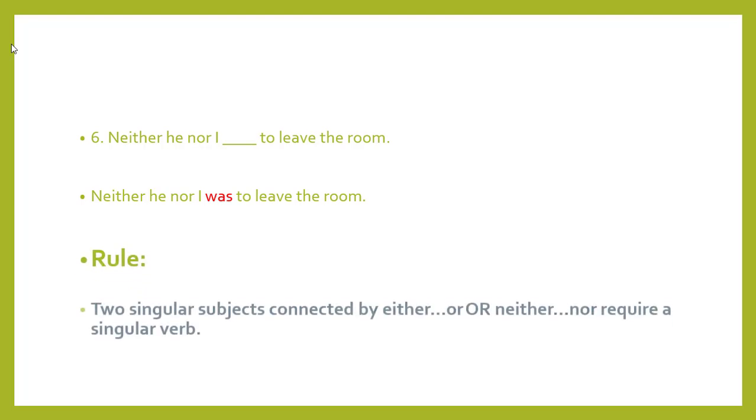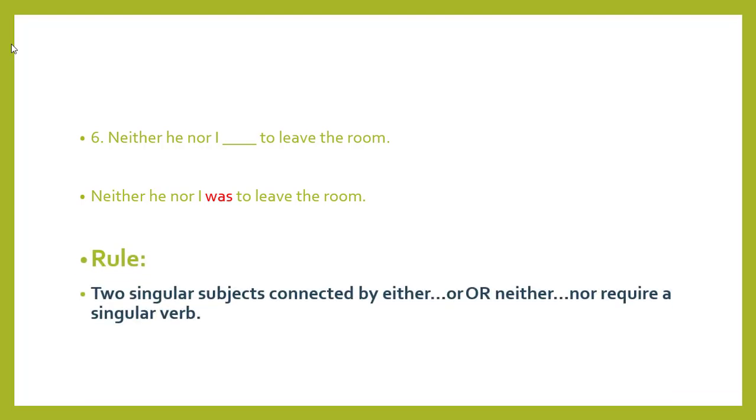Its rule is that two singular subjects connected by either or neither nor require a singular verb. Like in this sentence, neither he nor I are singular subjects connected by neither nor. So the subject must have a singular verb. Neither he nor I was to leave the room.